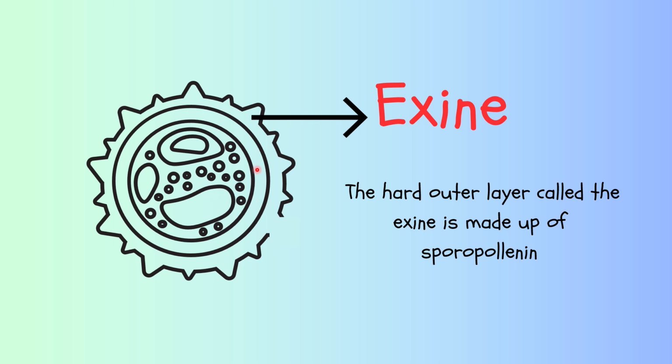The pollen grain has two layers. The hard outer layer is called the exine, which is made up of sporopollenin. So this spike-like structure around the pollen grain is the outer layer, that is, the exine, which is made up of sporopollenin. Then what is sporopollenin?